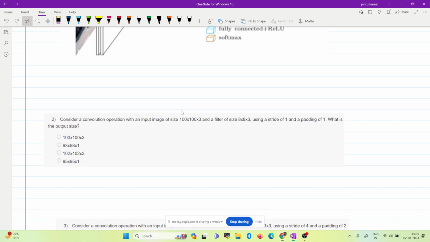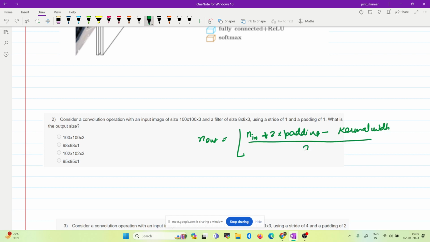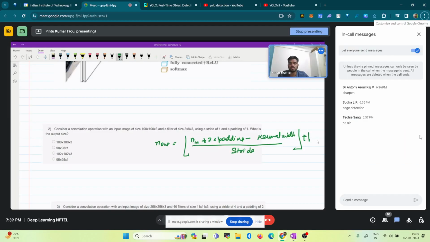Formula I can write it again. You just need to put it in the formula. You can try this. This is n input plus 2 times padding minus kernel width, divided by stride. You take the floor of this, plus 1. So can you tell me what would be the size of the output?